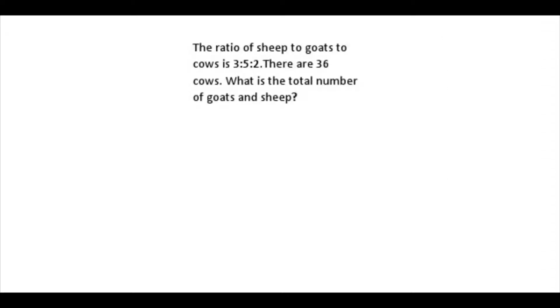The ratio of sheep to goats to cows is 3 to 5 to 2. There are 36 cows. What is the total number of goats and sheep? So sheep, goats, cows, we have 3 to 5 to 2. Then we are told there are 36 cows. We don't know the goats, we don't know the sheep.